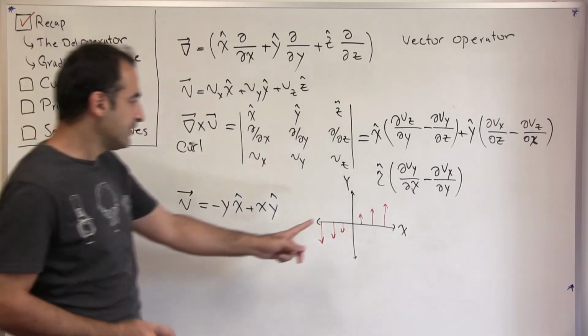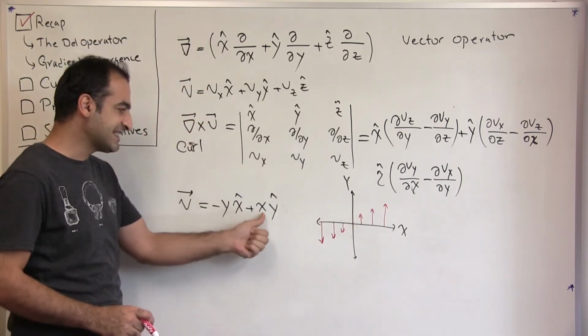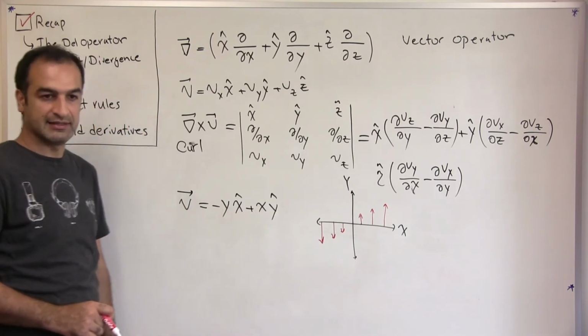What if we move on the y-axis? If we move on the y-axis, all the x values are 0, and we get negative y times x hat.